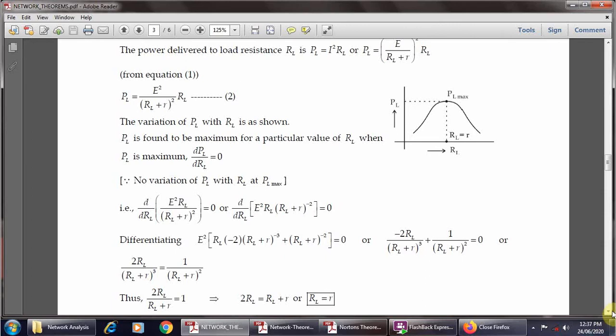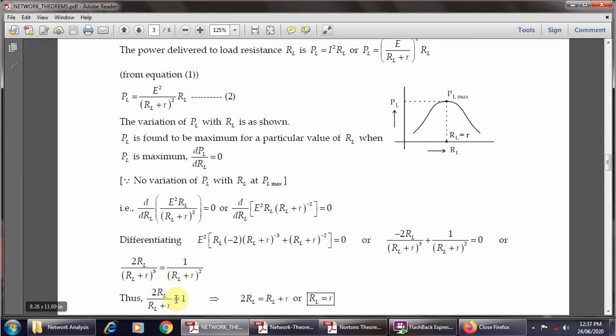Then we modify this equation in such a way that there is RL plus R raised to 3 upon RL plus R raised to 2. This means the equation becomes again 2RL upon RL plus R, which is equal to 1, which means this 3 and 2 get cancelled. If it is divided, then it becomes RL plus R.